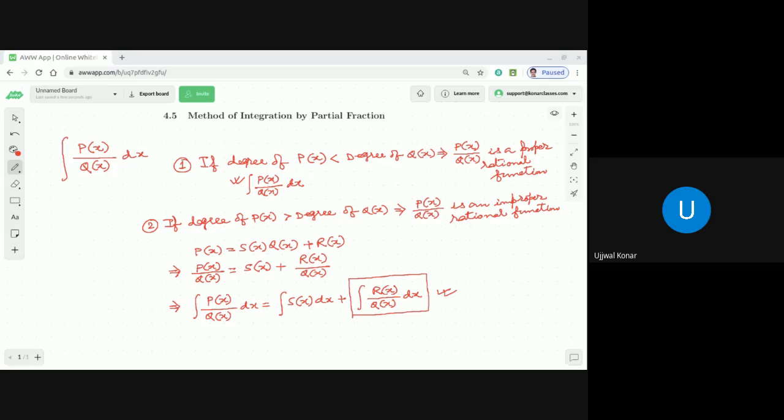Integration of s(x) is a polynomial. Polynomial function integration is so easy to do. You just need to apply the formula of integration of x to the power n dx, correct or not? Yes. So the whole point is converging to a single statement: we want to perform the integration of p(x) by q(x) where the degree of p(x) is less than that of q(x).